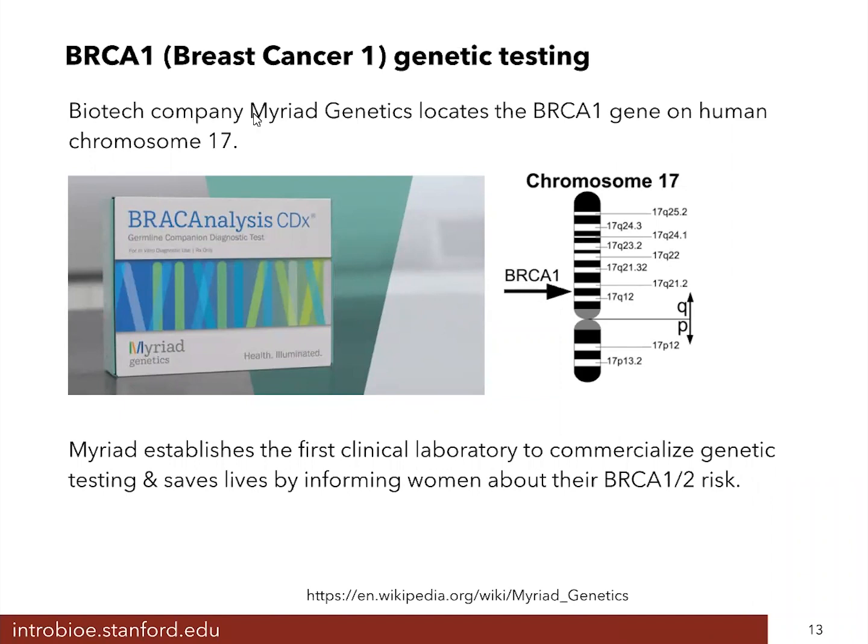A biotech company called Myriad Genetics first located the BRCA1 gene on the human genome, on human chromosome number 17, in the late 1990s. They actually established the first clinical lab to commercialize genetic testing. So they established the first genetic test that you could get prescribed by your doctor, and they saved countless lives by informing women about their BRCA1 risk.